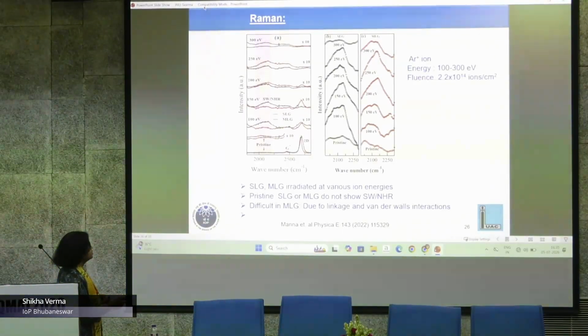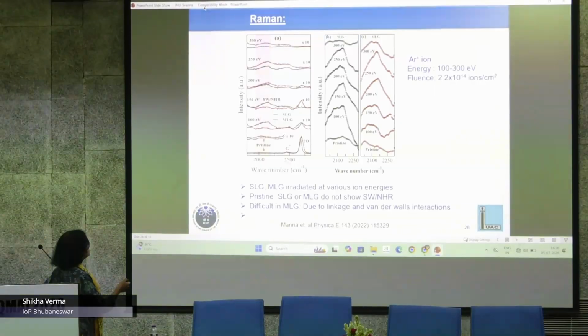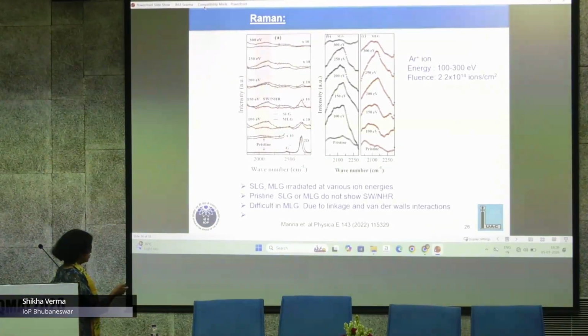And again, the energy is between 100 and 300 eV. Single layer graphene and multi-layer graphene have both been studied here. Pristine, of course, does not show it, and it is difficult to see in MLG. If you see, MLG is much lower in intensity than SLG, and that is due to the linkage and van der Waals interactions which are happening. However, for later stages, MLG survives whereas SLG goes up.